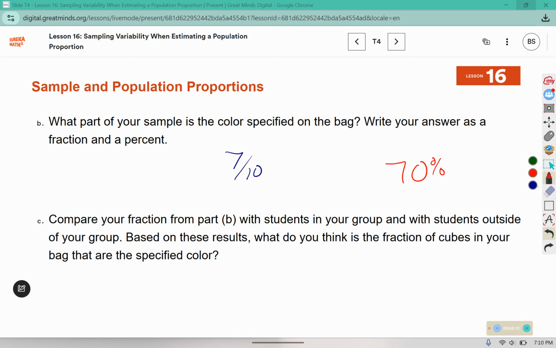C. Compare your fraction from part B with students in your group and with students outside of your group. Based on these results, what do you think the fraction of cubes in your bag that are the specified color? In class today, we had results anywhere from 10% to 60%, but typically they were around 40 to 50. So I would expect that to be the result for the entire bag.